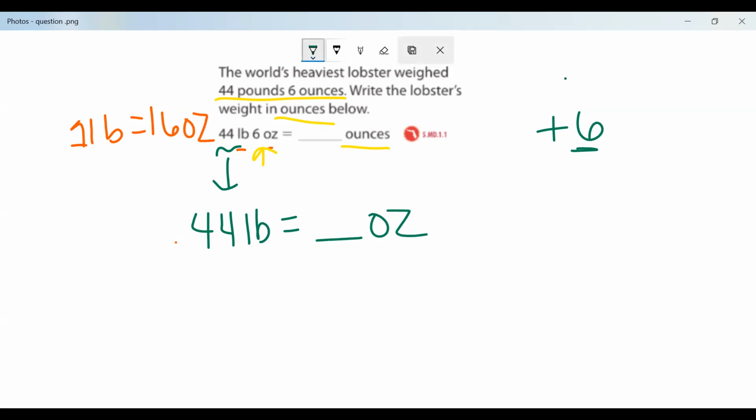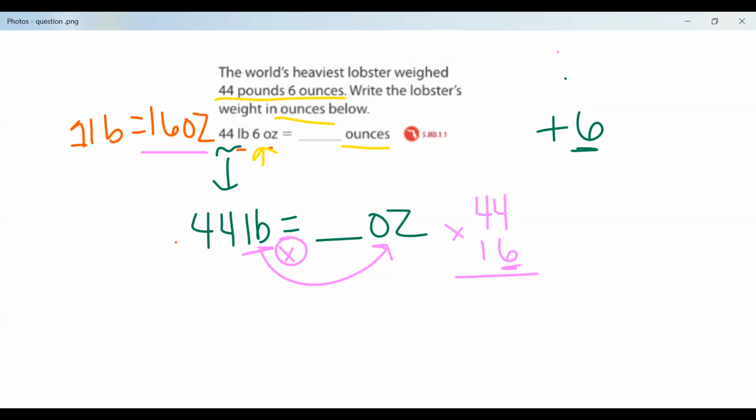And now I have to think about, I'm going from pounds to ounces, so bigger to smaller, so I have to multiply so that I have more ounces. I'm going to take it over here, 44 times 16, again, because there's 16 ounces in 1 pound. And I'm just going to use my standard algorithm.